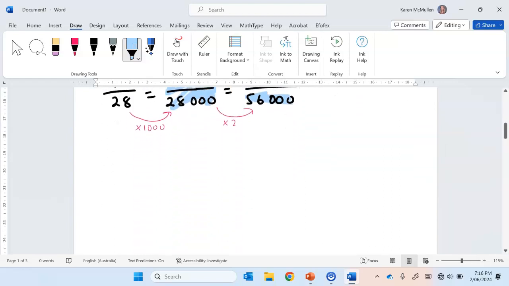So let's think of a simpler fraction. So let's think of the fraction 1/2. It's the most basic fraction, I think.